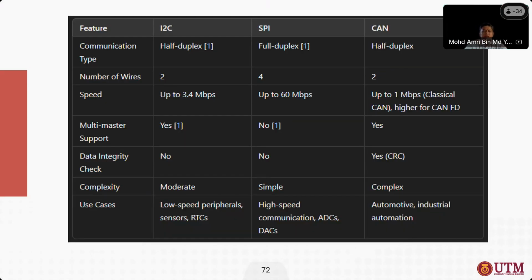So these are the comparisons in terms of the connection. First, we go into the communication type. I2C is half duplex, and CAN is also half duplex. But SPI is full duplex, transmitting and receiving at the same time. The others can only transmit or receive, not at the same time.